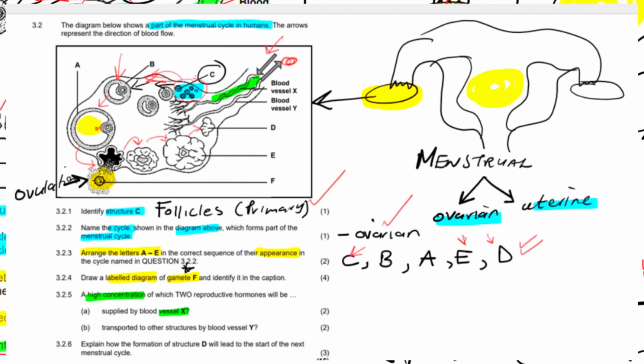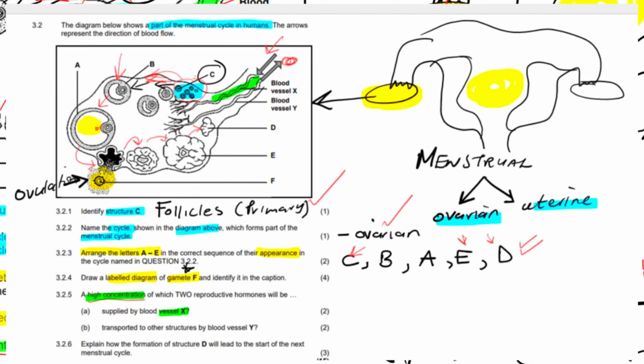Remember that this structure is the ovaries, right? So now blood vessel X is bringing something into the ovaries. But then what is it bringing? So now they're saying it is bringing something that has a high concentration. So remember, blood vessels, they transport blood. So what will be in the blood that will be needed by the ovum? So this brings us to this thing of hormones. Remember that hormones are chemicals that are transported through the blood, always.